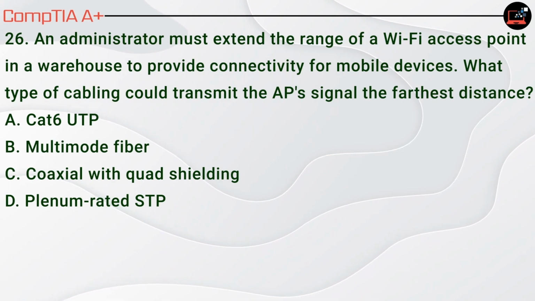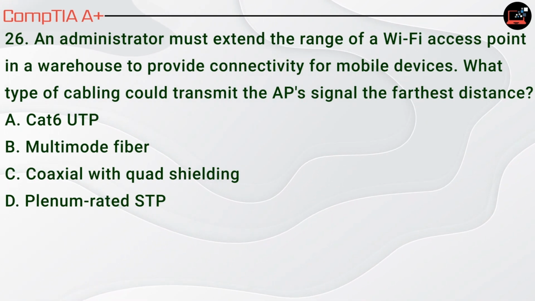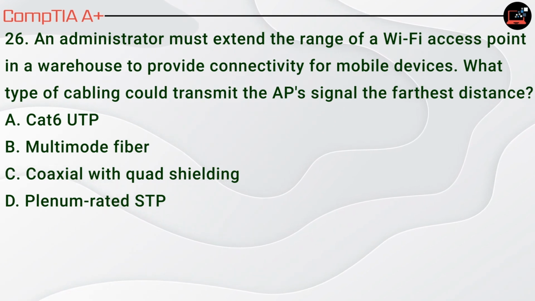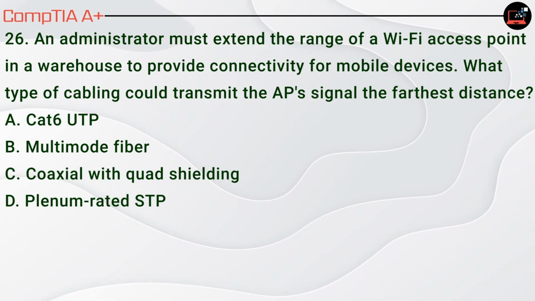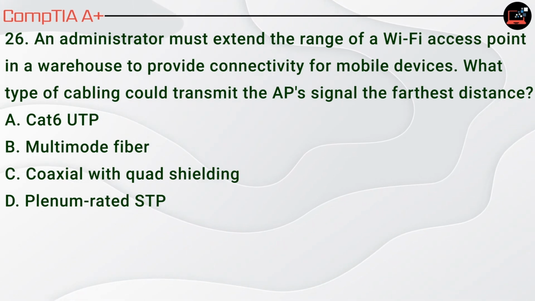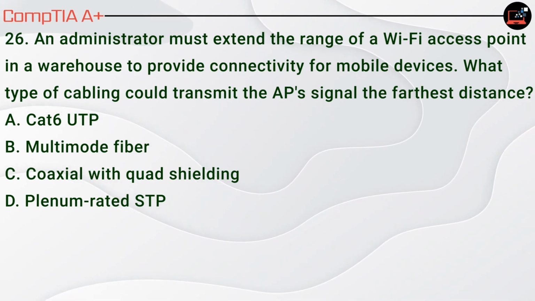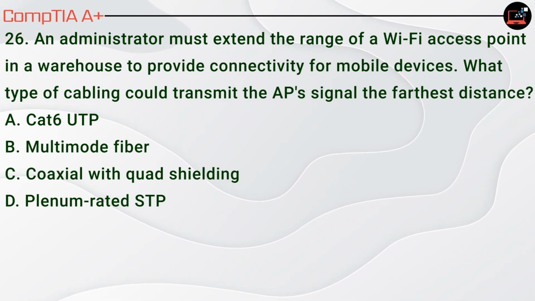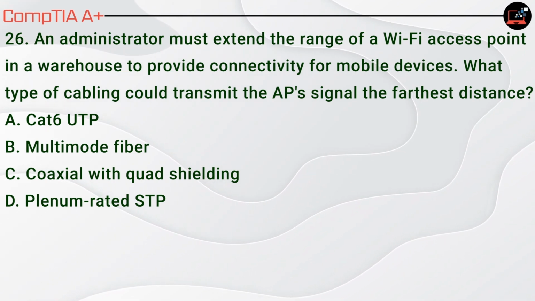(26) An administrator must extend the range of a Wi-Fi access point in a warehouse to provide connectivity for mobile devices. What type of cabling could transmit the AP's signal the farthest distance? A. Cat6 UTP. B. Multimode fiber. C. Coaxial with quad shielding. D. Plenum rated STP.